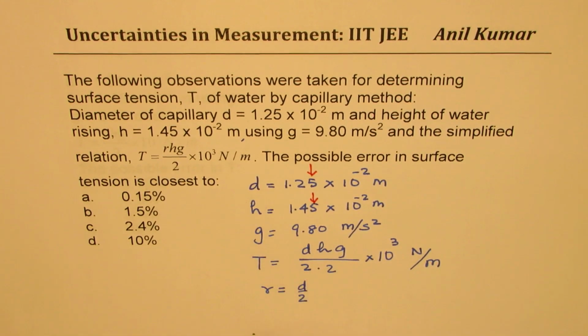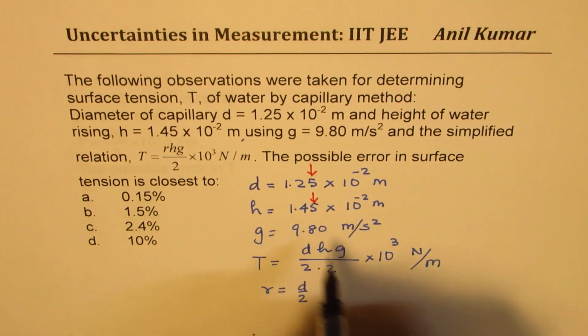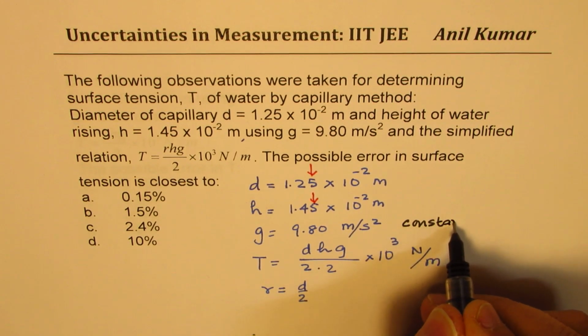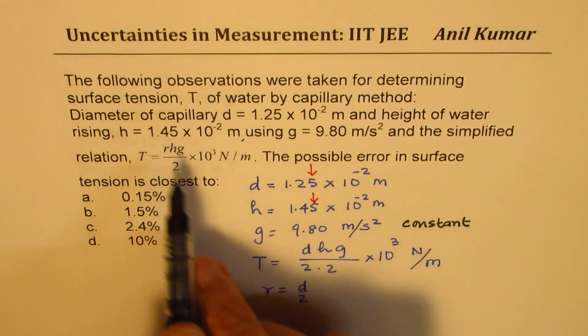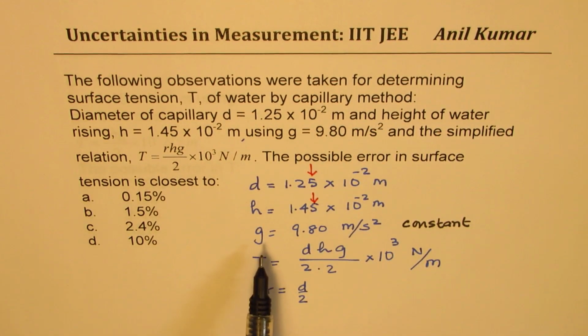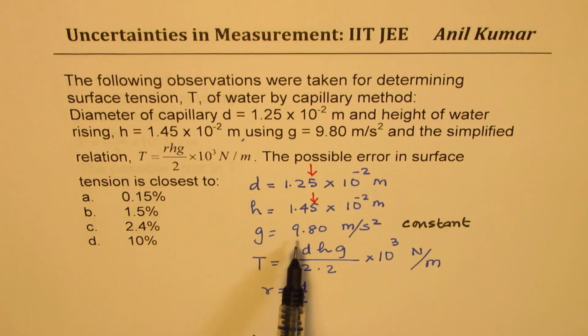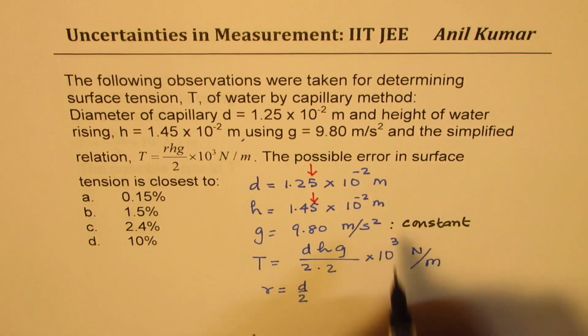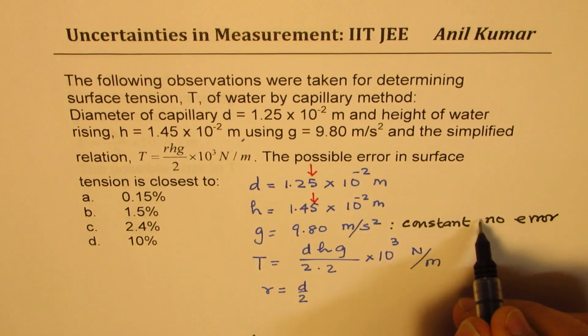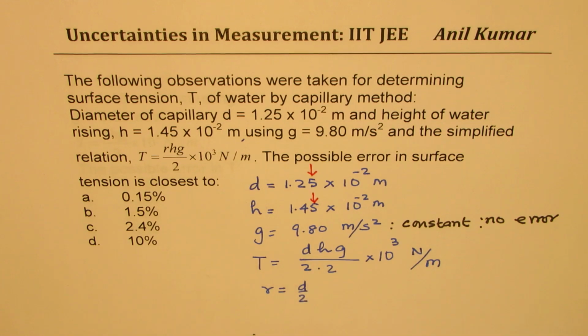As far as gravity is concerned, what do you think? Is there uncertainty involved here? No. Gravity is a constant, right? So we are taking this value. We are not measuring it. In these particular observations, we are not conducting any experiment to find the value of g, so we take it as a constant. So here, no error. That is the first thing which you should understand when we are given this type of question.